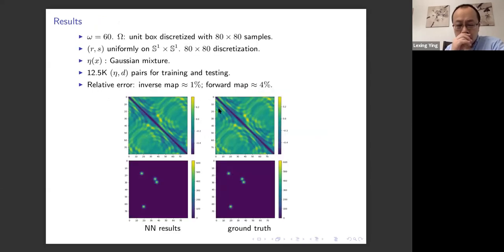All right, so I'm going to show you one simple example. This is a 2D example with a wave frequency omega of 60, and I discretize my domain with 60 by 80 by 80 samples. The source and receiver are sampled uniformly on a circle with about 80 points. The eta, or the unknown field, in this case, this picture here, is a few Gaussians, and here I showed you four different Gaussians.